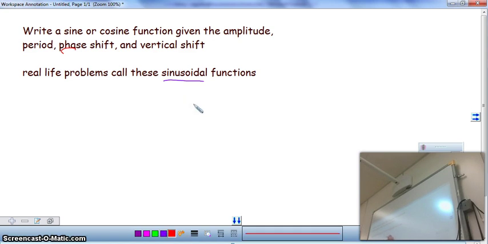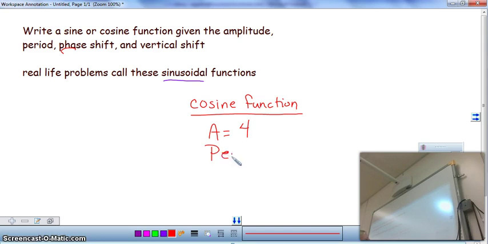So we're going to start with a cosine function. So we want to write a cosine function. And we're not even going to look at the graph yet. You know that the amplitude is, let's say 4. The period is pi. The phase shift is pi over 4 to the right. And the vertical shift is down 2, or negative 2, however you want to write that.